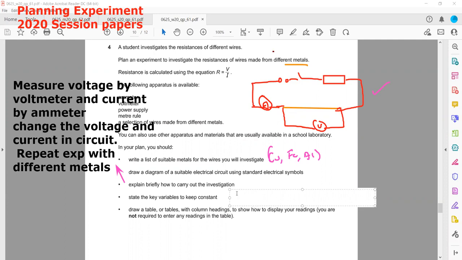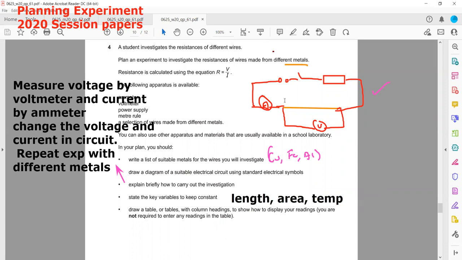So the length of a wire, because if length changes, the resistance changes. The cross-section area of the wire, the temperature of the wire, because if temperature changes, resistance also changes. So you can mention length or size of a wire or temperature of the wire. These parameters should be the same.